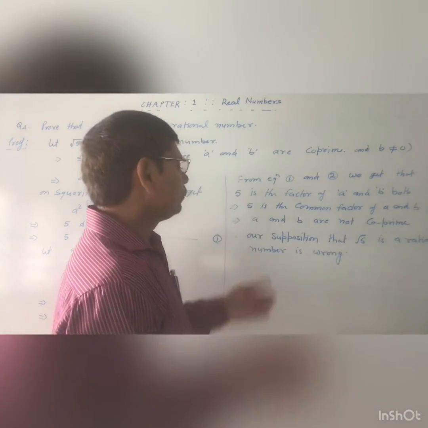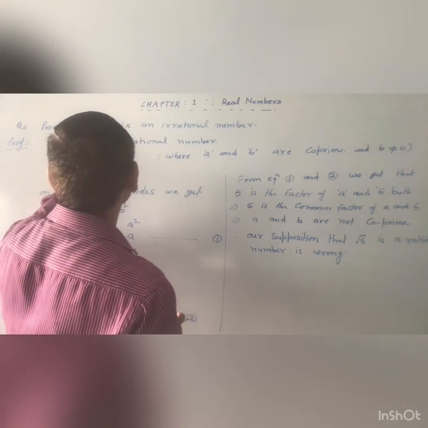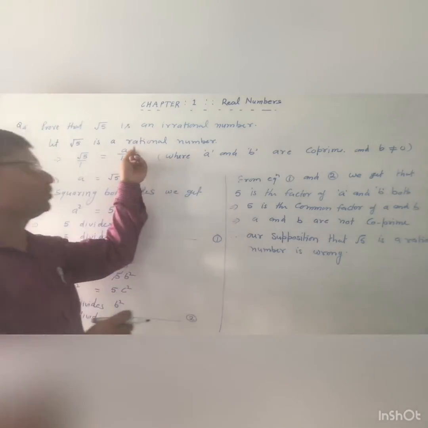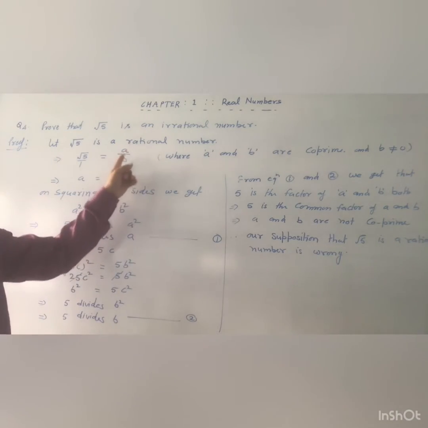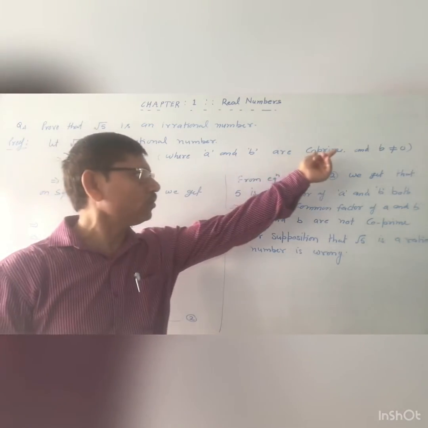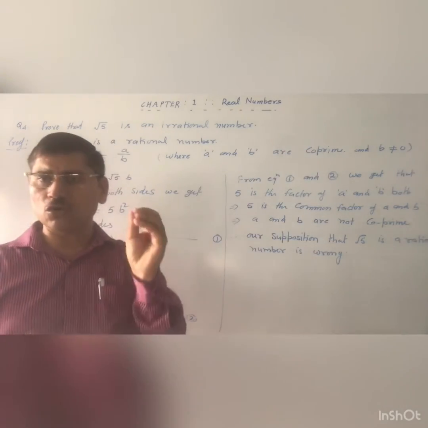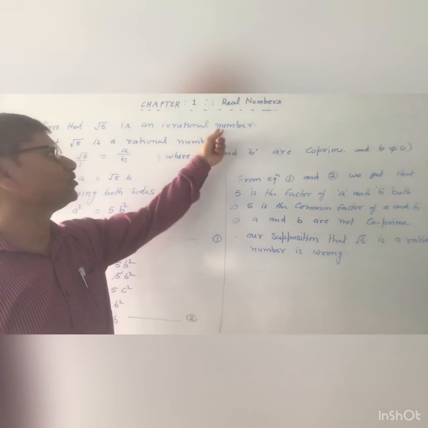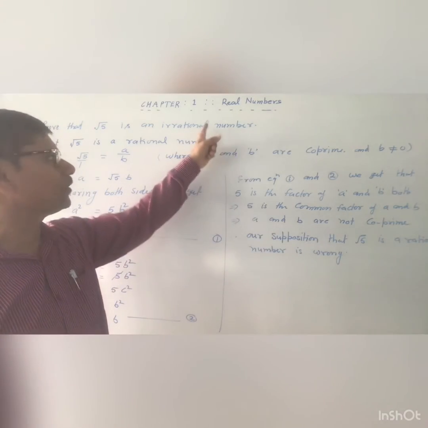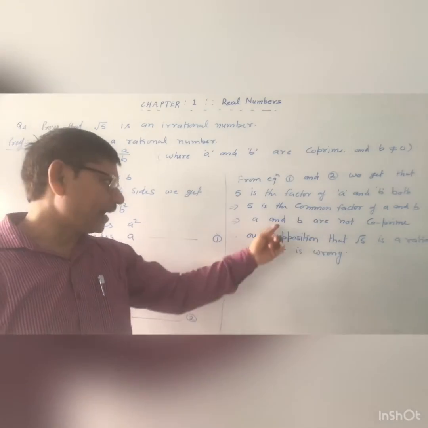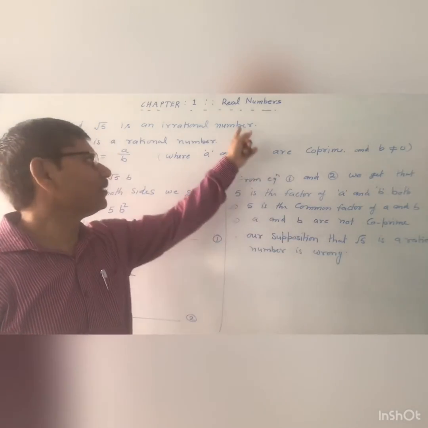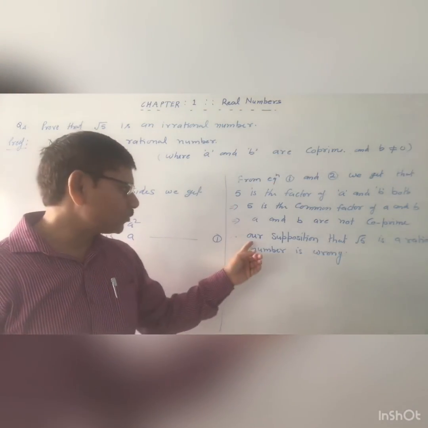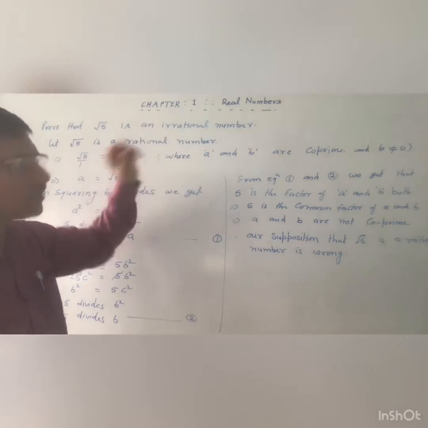Why? Because we considered that root 5 is rational, and if it is rational, then we can write it in the A by B form. And if it is in A by B form, then A and B are co-prime, that is, no common factor, but here we get a common factor. So our supposition is wrong. हमने माना था कि co-prime में कोई common factor नहीं है, लेकिन यहाँ पे common factor आ रहा है और हमने माना है कि नहीं है। So our supposition is wrong that root 5 is rational.